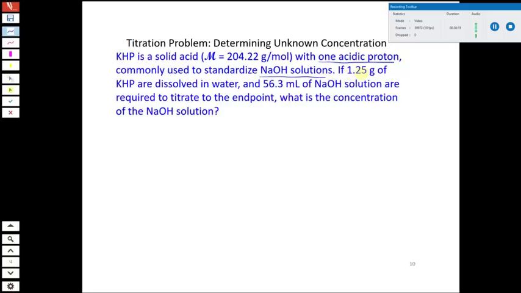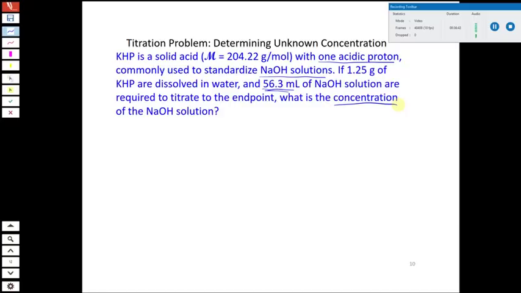So if you have 1.25 grams of KHP and you dissolve it in water, and we add 56.3 milliliters of NaOH to reach the endpoint, what is the concentration of the NaOH solution? All right, so in this case, we're not directly calculating an amount of substance. We're actually calculating a molarity of that solution, or a concentration, which would typically always be in units of molarity.